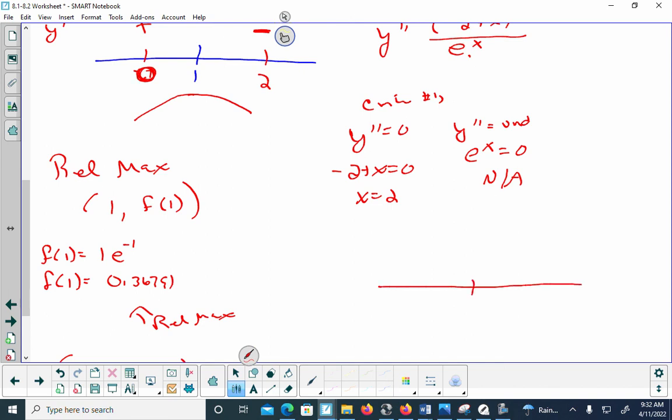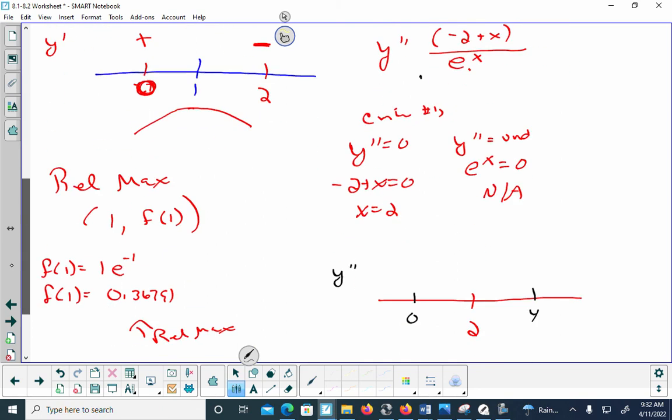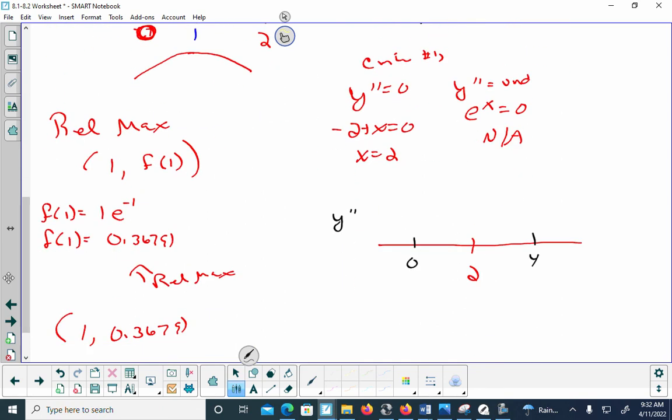Remember, you have to change from concave up to concave down, or the reverse, to find inflection points. So I'm starting with 2, and let's say I pick a number to the left, 0, and a number to the right, 4. When I put 0 into my second derivative, I end up getting a negative number. And when I put 4 in there, I end up getting a positive number.